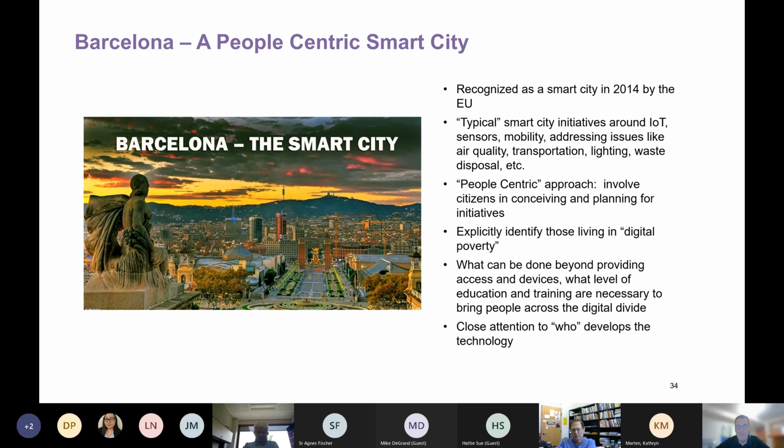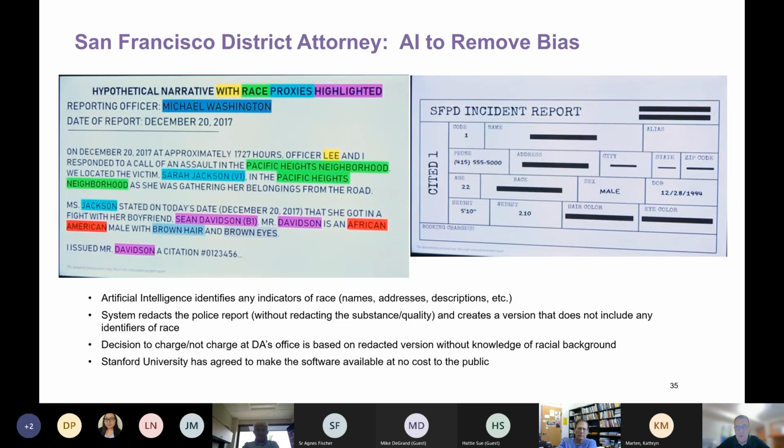Another great example is from the San Francisco District Attorney. The DA gets a lot of police reports every day. How do you avoid that your DA is making a decision to charge the individual or not based on racial bias? In this case, they developed an AI that takes the police report and then identifies anything in that police report that could trigger a racial bias, a name, a certain neighborhood, any other identifying information, and so forth, and it blacks that out, right?